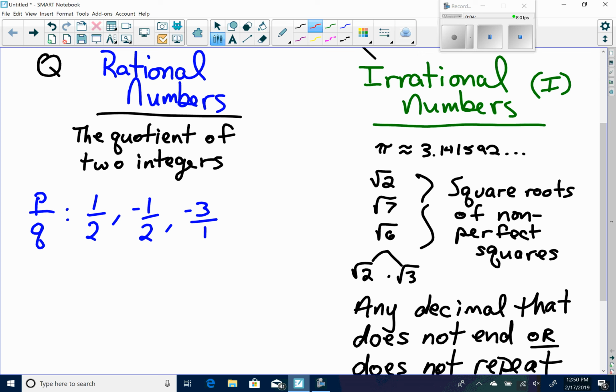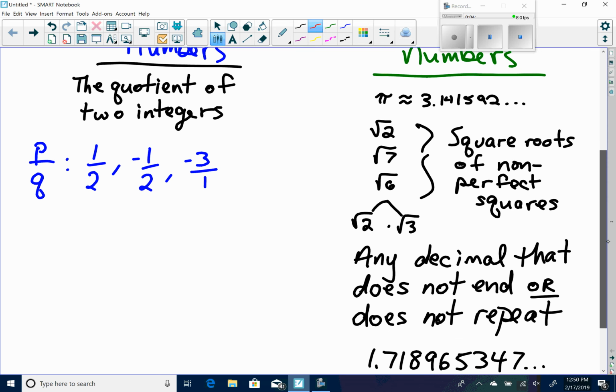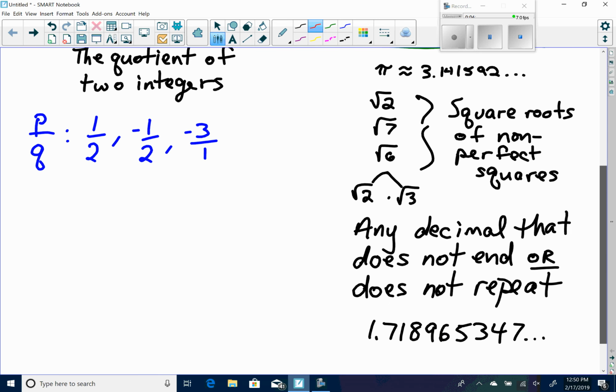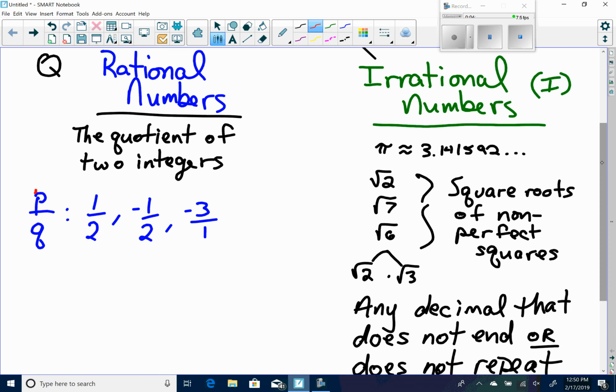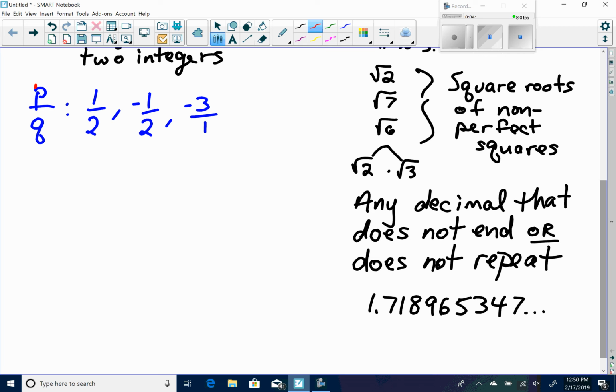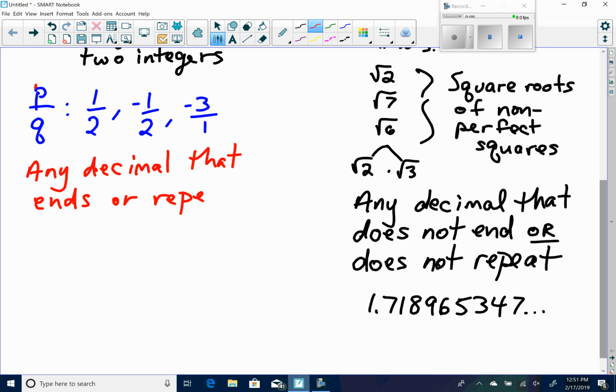Looking at the description that we have over here for irrational numbers, it is simply any decimal form, any number in decimal form, that does terminate or end, or repeats.